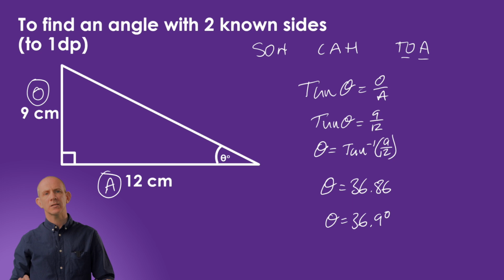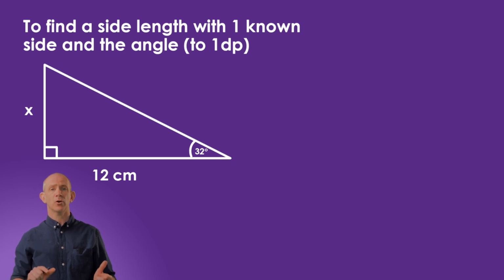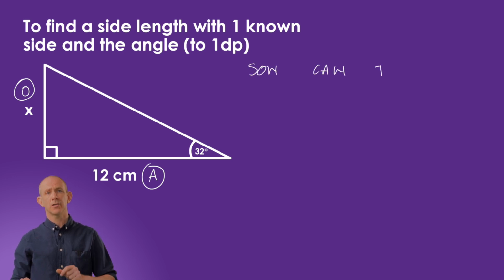Now, let's look at how to go about finding a side if you know the angle and one of the sides. Here, we're trying to find x, which is the side opposite the angle, so we'll label it O. The side that we know is 12 centimetres, and we can label this as A as it's the adjacent side. Again, a reminder, the mnemonic is SOH-CAH-TOA.